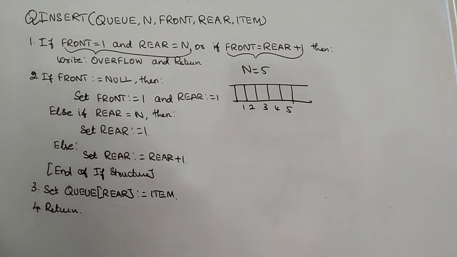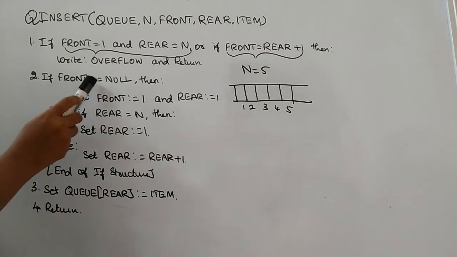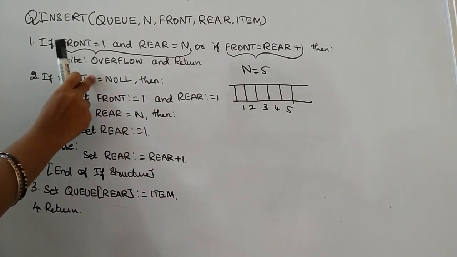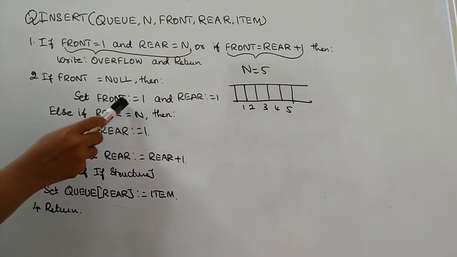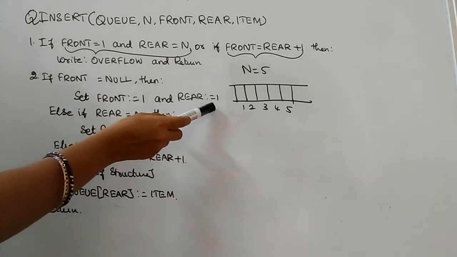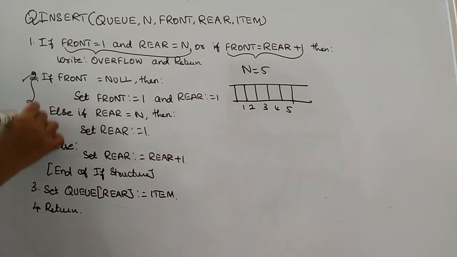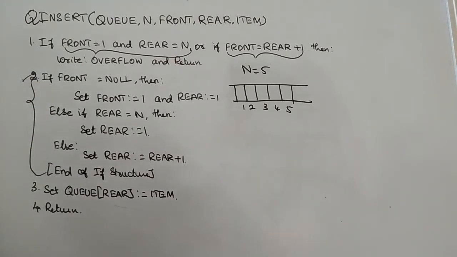But here I am checking for the condition. If front is equal to null, then front colon equal to 1 and rear colon equal to 1. Why am I going to set these things? Once you are taking the second step, these are all included under the second step. So this second step is used to find the new value of rear.